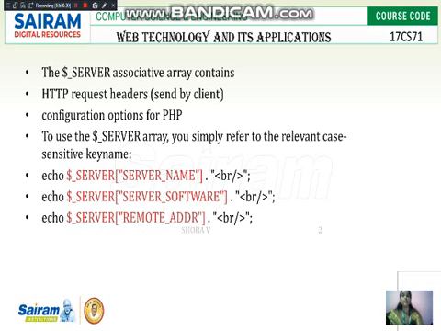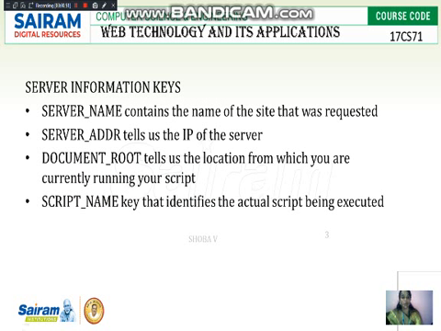So the server configuration is all under php.ini, in which all the available configuration information will be there. To use a server array, you simply refer to the relevant case-sensitive key name, like server name, server software, and remote address, all those things.